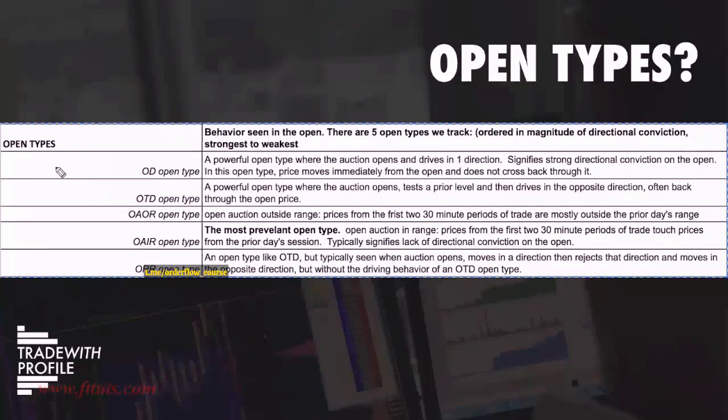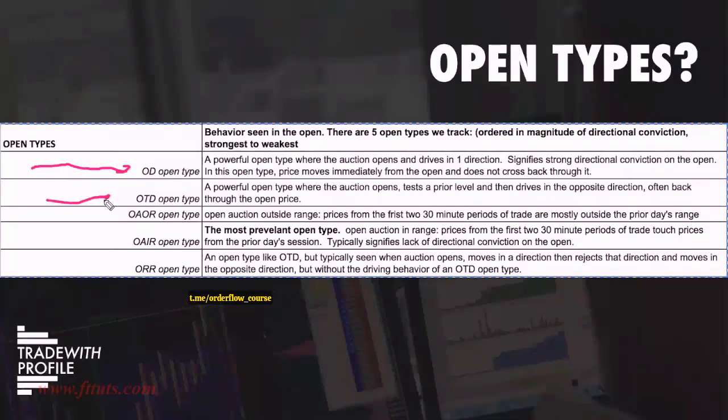For example, we have something called the open drive open type. This is where the market just opens and drives in a direction, does not stop, does not pass go, does not collect $200. It just takes off. That's the strongest open type that you can exhibit.